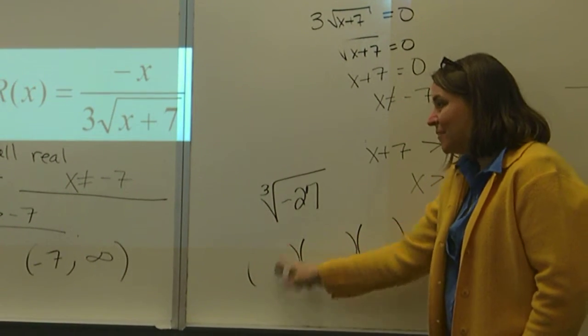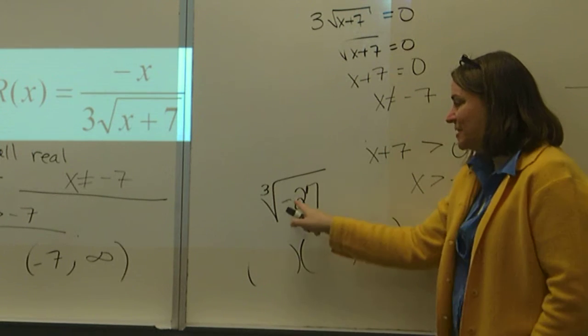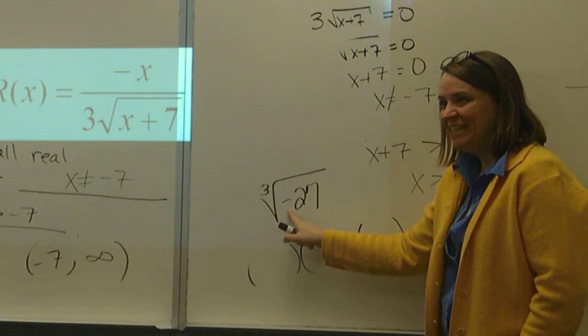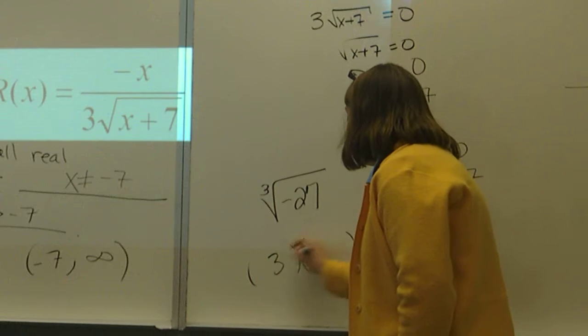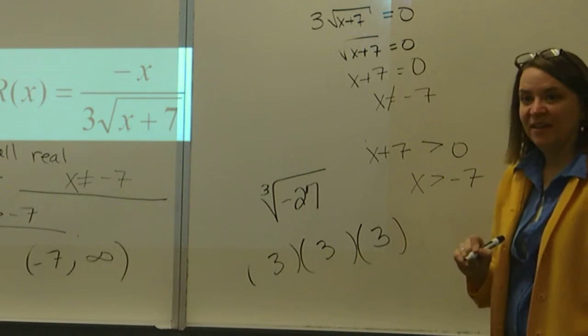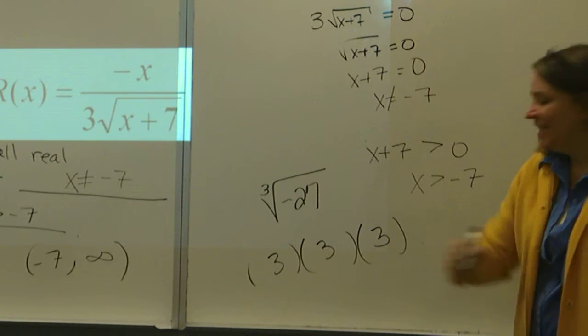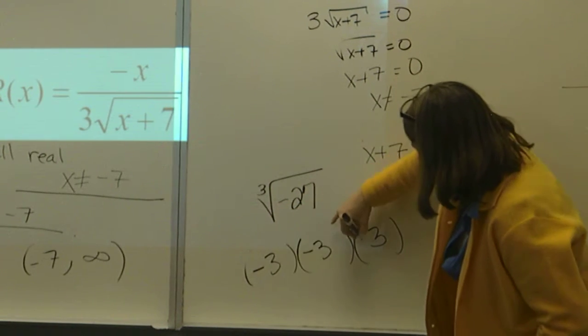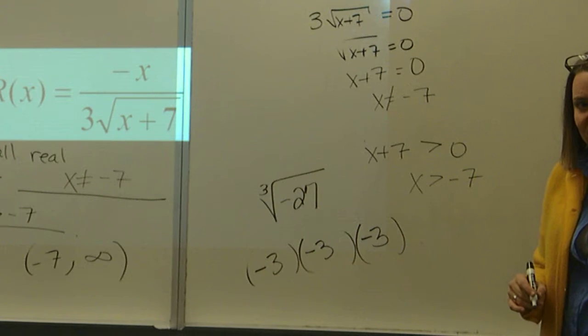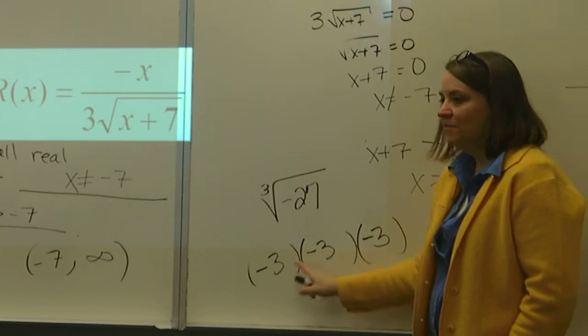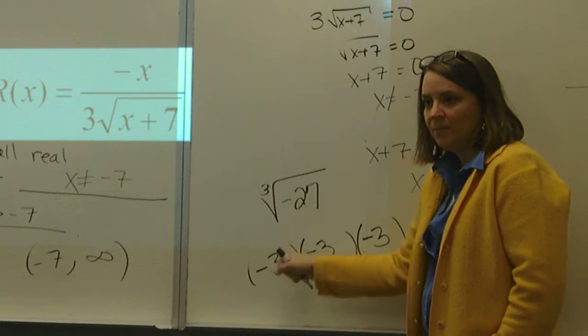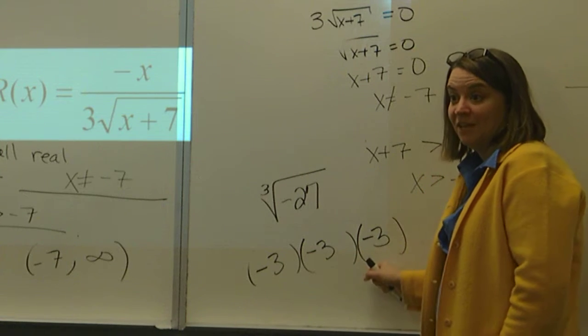Is there any number times itself 3 times that would give you negative 27? So it'd have to have a 3 in it. 3 cubed is positive 27. Can I make them all negative? Yeah, positive times a positive, or negative times negative, makes a positive; a positive product times a negative is negative.